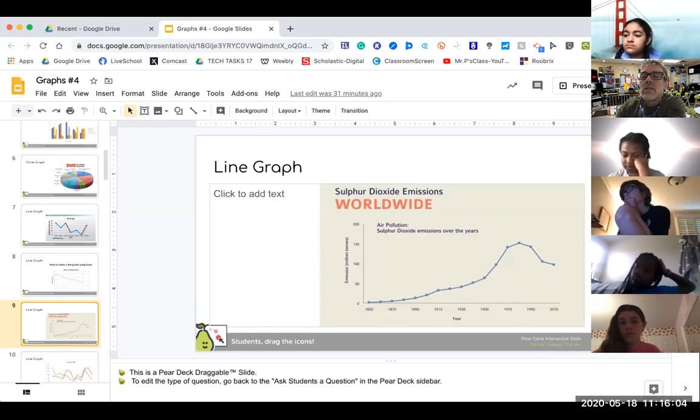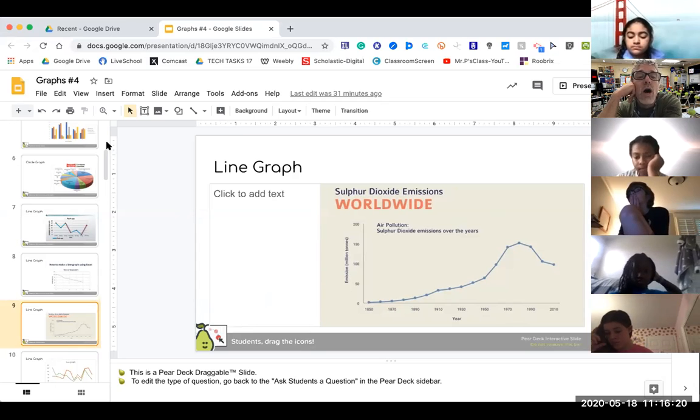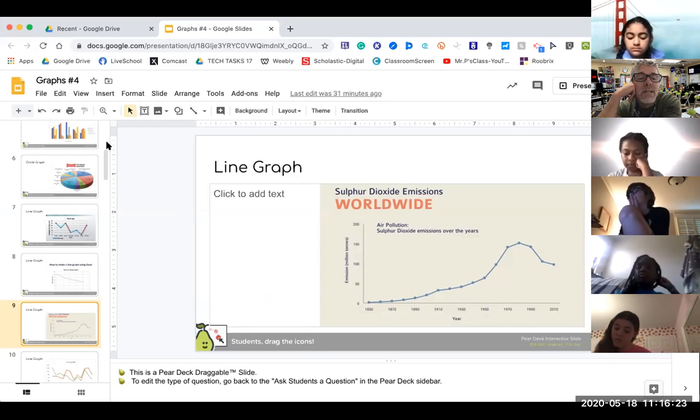Excuse me, Mr. P, the Pear Deck won't load. It keeps giving an error, so I couldn't launch it. I tried multiple times. It won't run on my computer. Text it to you? Like text our answer? No, sorry. I want somebody to just answer that out loud.